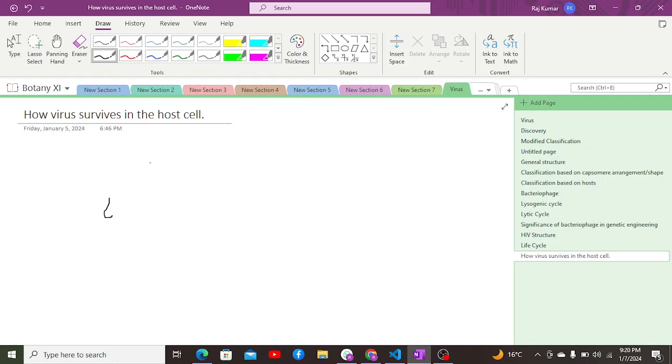Now what the virus actually does is that it inactivates the complement system. It mimics the complement system, and this mimicking of the complement system leads to its inactivation, due to which the complement system is unable to act.